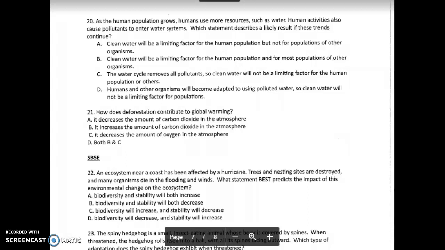21. How does deforestation contribute to global warming? A. It decreases the amount of carbon dioxide in the atmosphere. B. It increases the amount of carbon dioxide in the atmosphere. C. It decreases the amount of oxygen in the atmosphere. D. Both B and C.